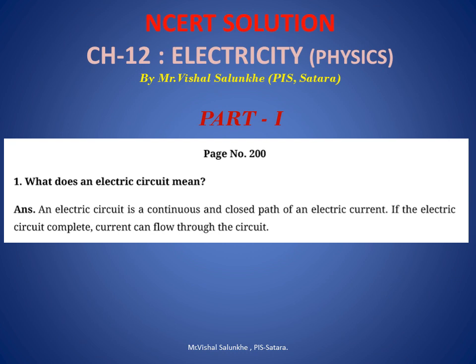If you connect all these things across the two terminals of the battery with the help of conducting wire in series, this closed and continuous path is called an electric circuit, isn't it? And if the electric circuit is complete, then current can flow through the circuit.